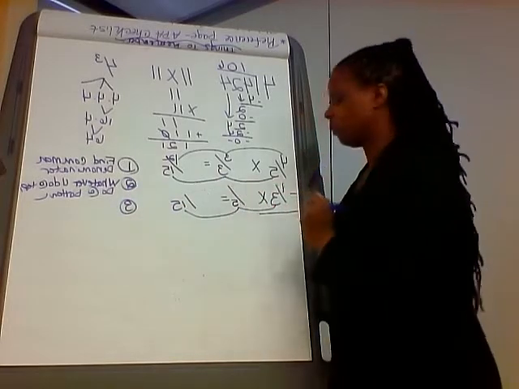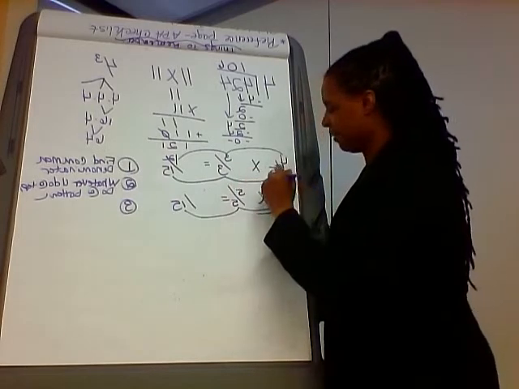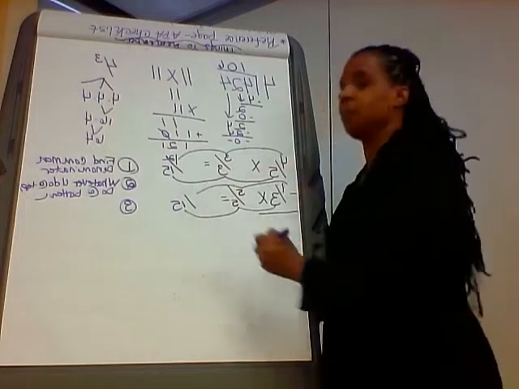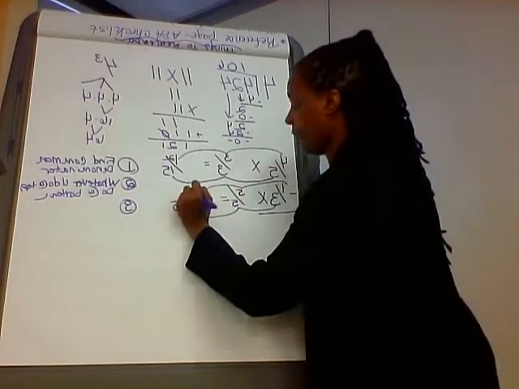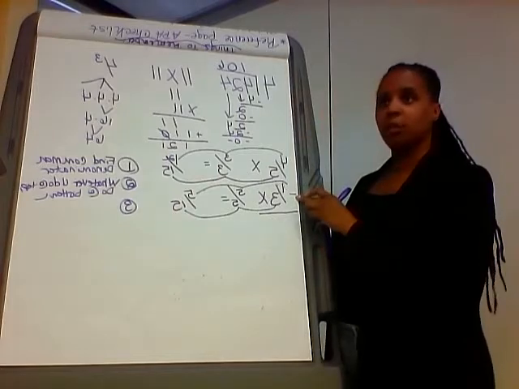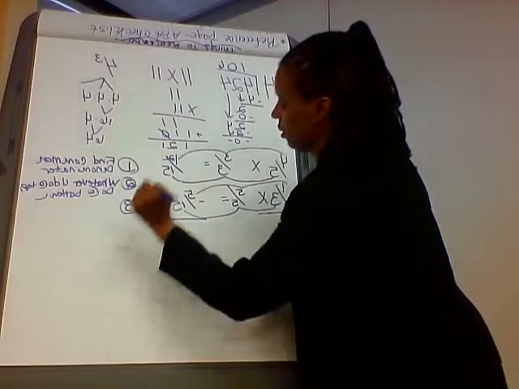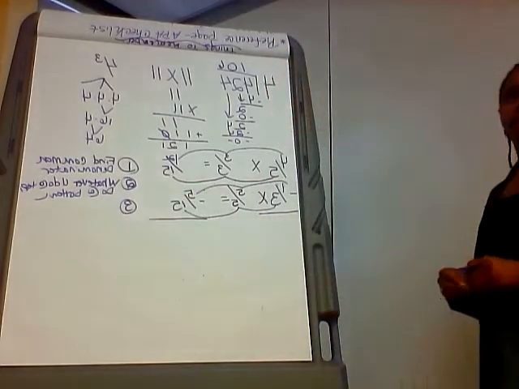So what did you do? 1 times 5. All right now, Mary. 1 times 5 gives us what? 5. All right, so what type of problem is this? What's our symbol? Subtraction. What's our final answer?